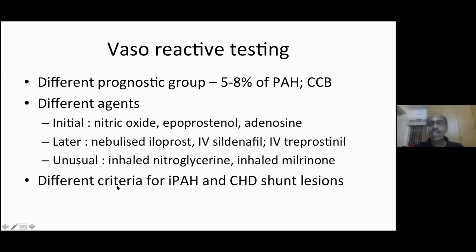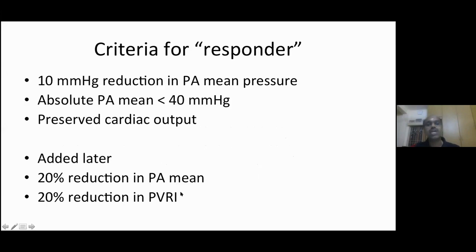There are different criteria given for idiopathic pulmonary hypertension and congenital heart disease shunt. So we will concentrate on idiopathic PAH now. There are a couple of questions. Adenosine method of administration is not the same as for supraventricular tachycardia.